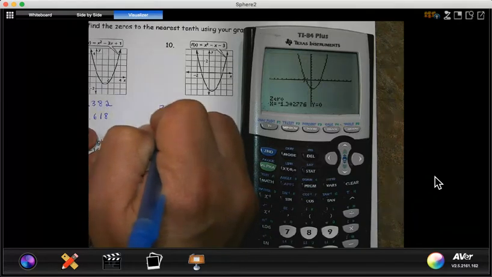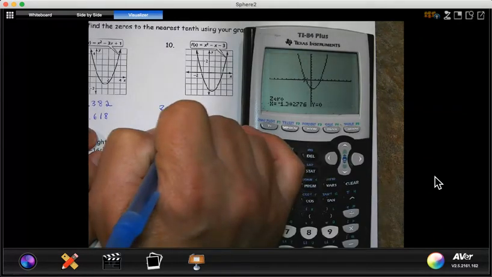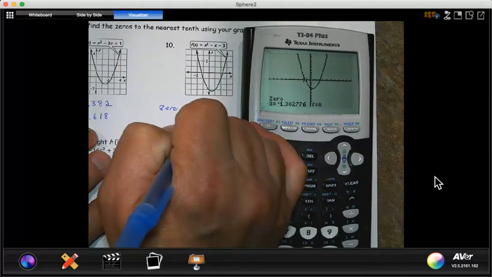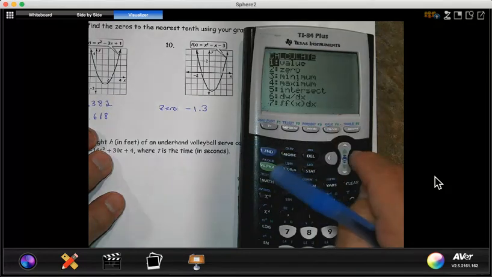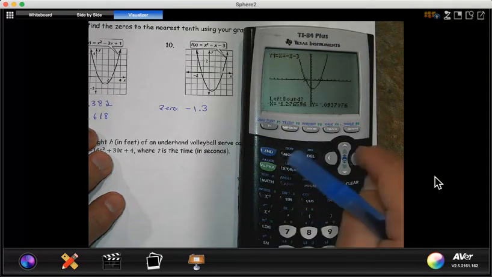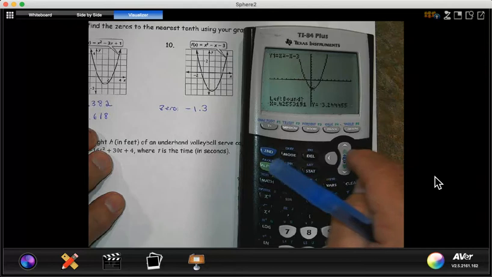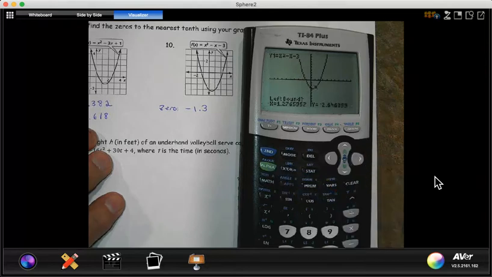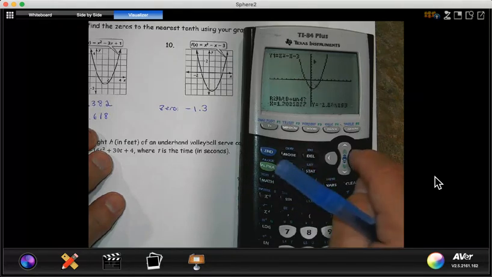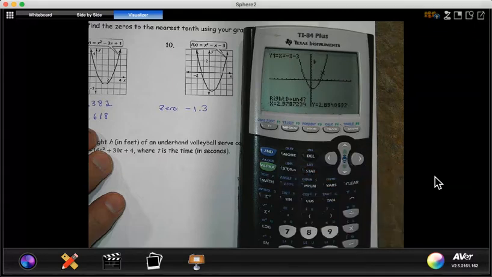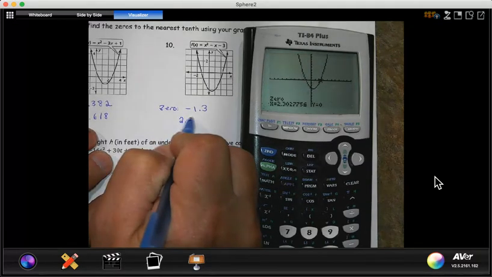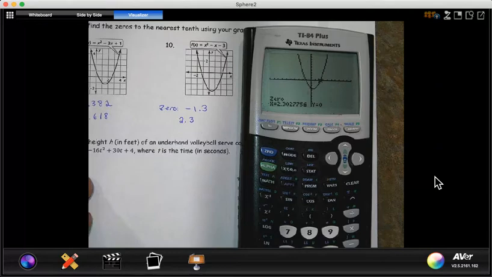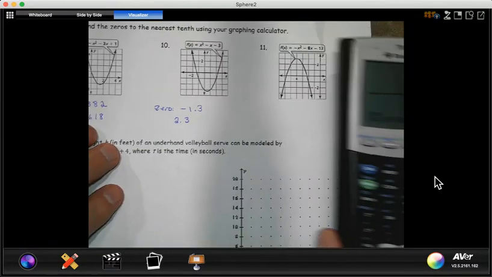So 0 number 1 is negative 1.3. And then the second 0, second calc 0. Move my cursor to the left of it. I'm still, see how the cursor is to the left, and then my cursor is to the right. And we get 2.3. Those are my two solutions. And let's do the last one.